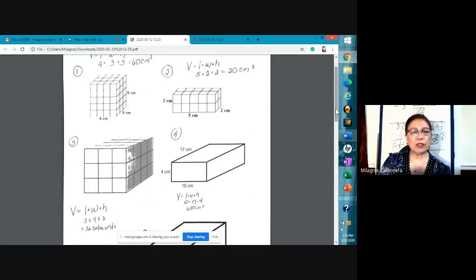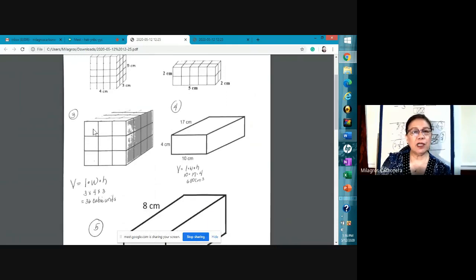Now let's move on to number 3. If you're going to look at number 3, there are no given numbers. Just count the bottom layer. This is the length, this is the width, and this is the height. Wherein the length, if you count, there are 3 of them, 1, 2, and 3. So I wrote 3 for length. And if you're going to count on this side, which is the width, there are 1, 2, 3, 4. So for width, I wrote 4.